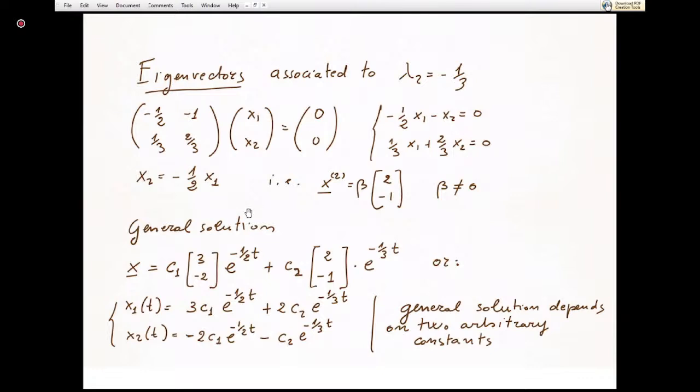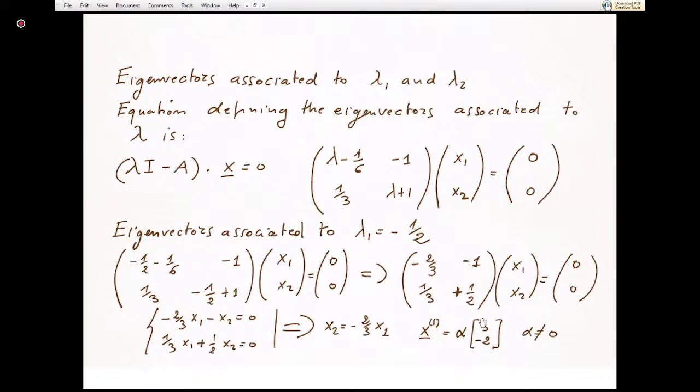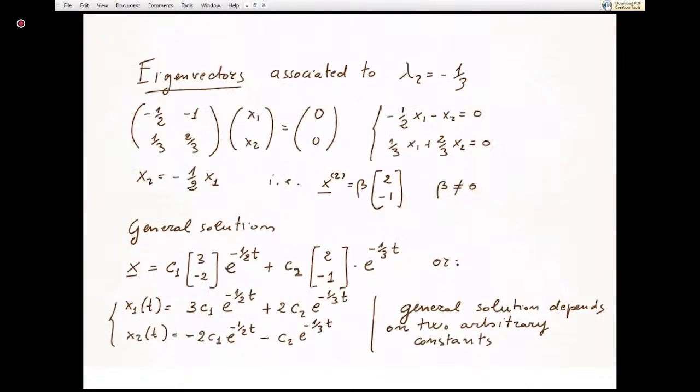C1, or alpha for simplicity, can also be called C1 for analogy with the arbitrary constant of the solution of the differential equation, but I can leave it expressed as alpha, it doesn't matter. So it's basically alpha times (3, -2) times exponential minus 1/2 t, plus beta, or if you like C2, times (2, -1) times exponential minus 1/3 t. So this is our solution.